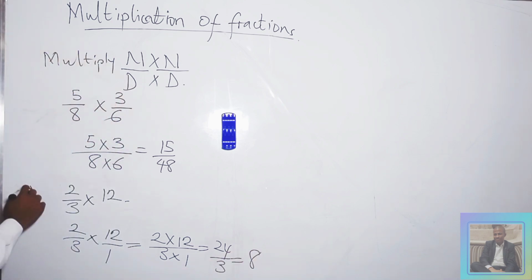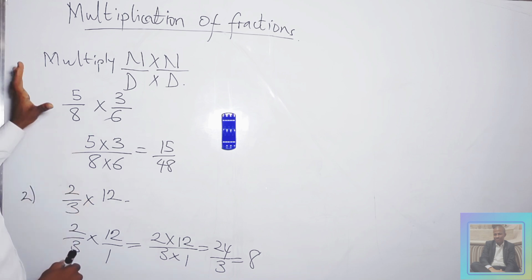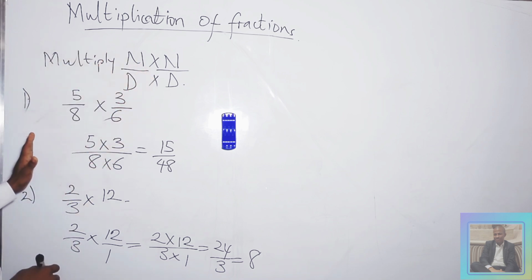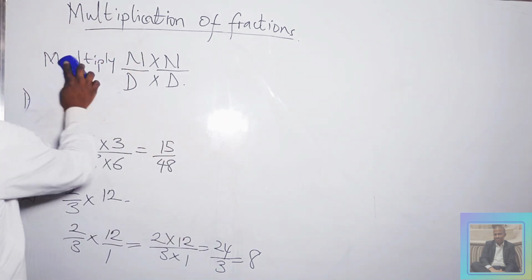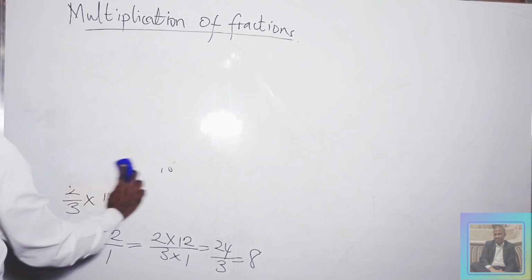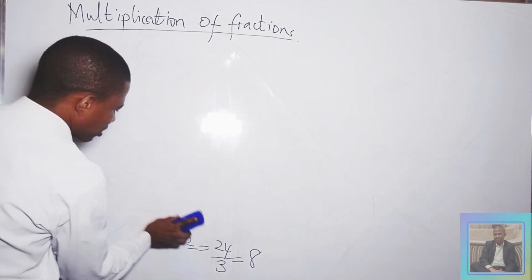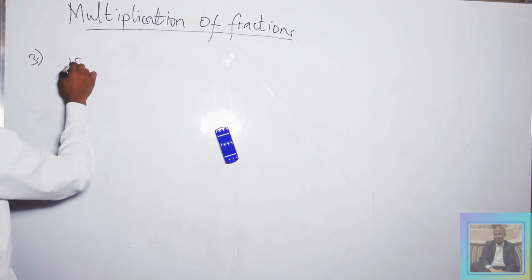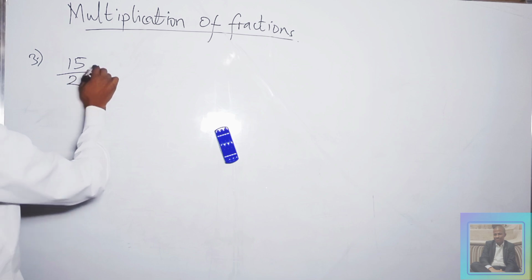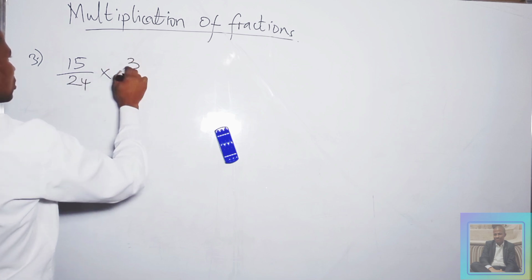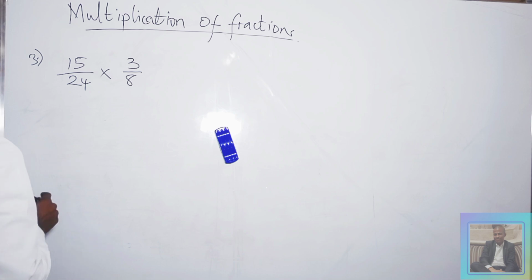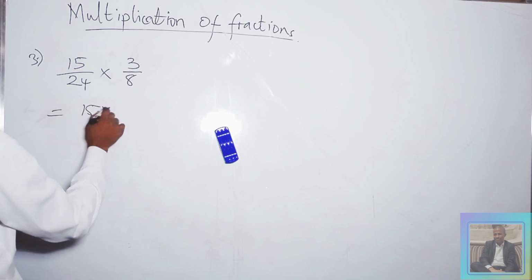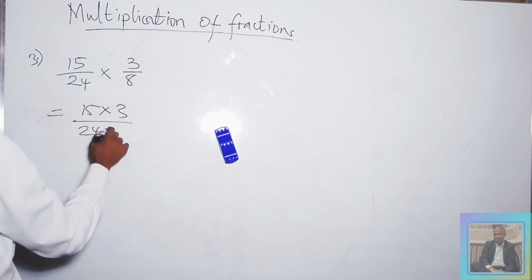So multiplication of fractions just demands that we multiply the numerator by the numerator, the denominator by the denominator. We can do another example. For instance, maybe a third example, we have something like 15/24 multiplied by 3/8. This will give us 15 times 3 over 24 times 8.